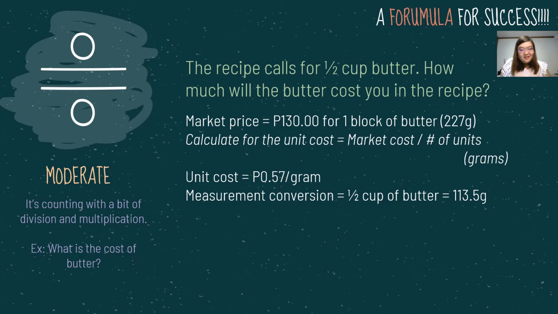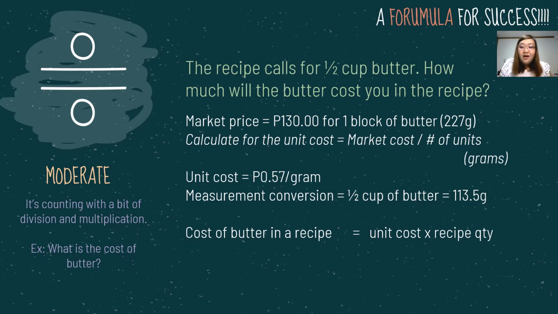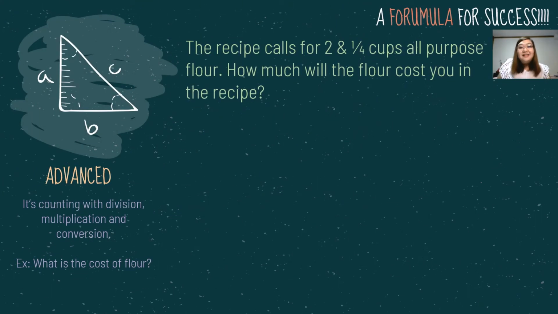And now what do we do to get the cost? To get the cost of the half cup of butter, we just multiply 0.57 with 113.5. Okay, once we multiply this, we get the cost of the half cup of butter, which is 71.25 pesos.